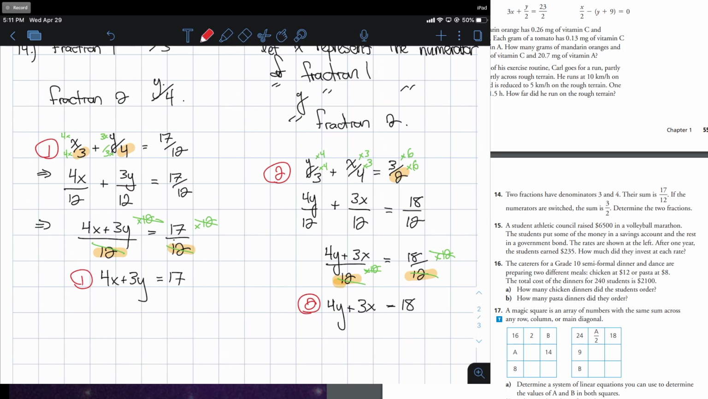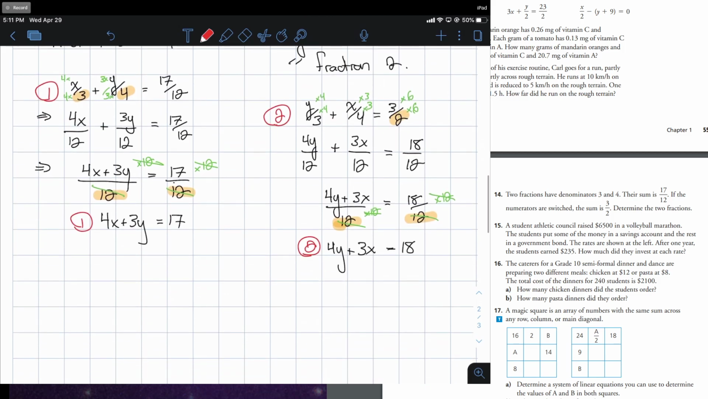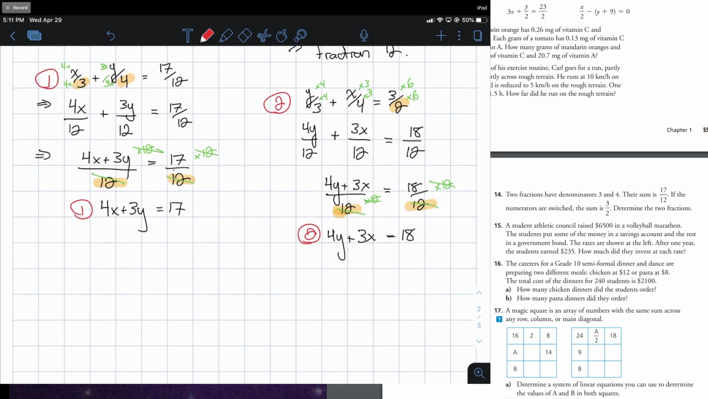Okay, so what we can do here is decide what method we would like to choose. In this case, I would say we should probably choose elimination, just because if we try to use substitution, we're going to introduce quite a few fractions into the problem. It wouldn't be too bad, but it wouldn't be quite as nice, I think, as using elimination will be. So let's try to use elimination here.